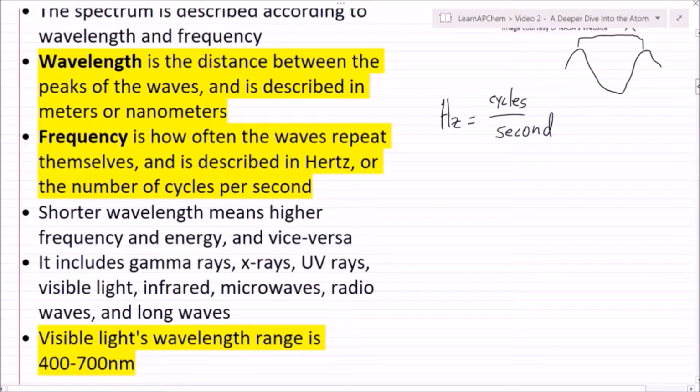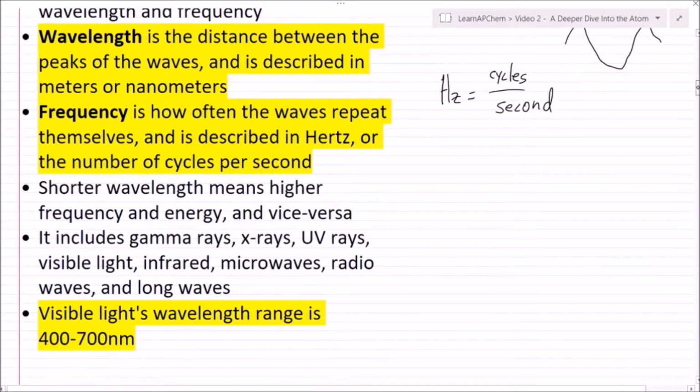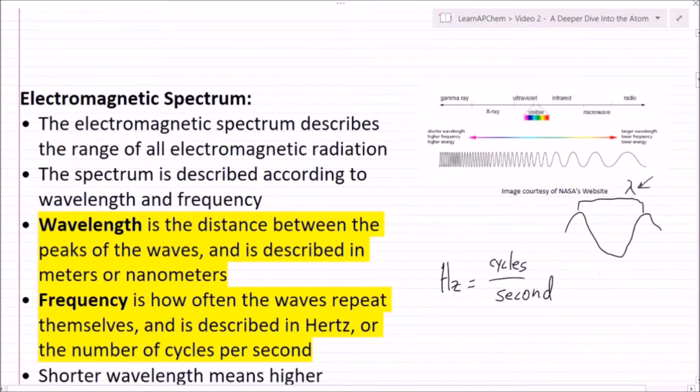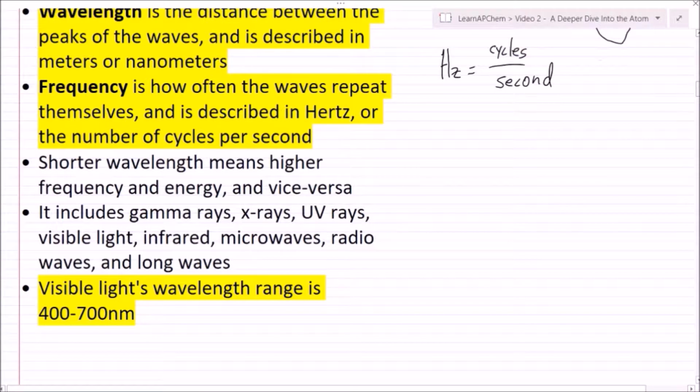So the electromagnetic spectrum includes gamma rays, X-rays, UV rays, visible light, infrared rays, microwaves, radio waves, and long waves. It's just important to know the order of this. So you should know that a long wave has less energy than a UV ray, and so on and so forth. What you should know is that visible light's wavelength is 400 to 700 nanometers.